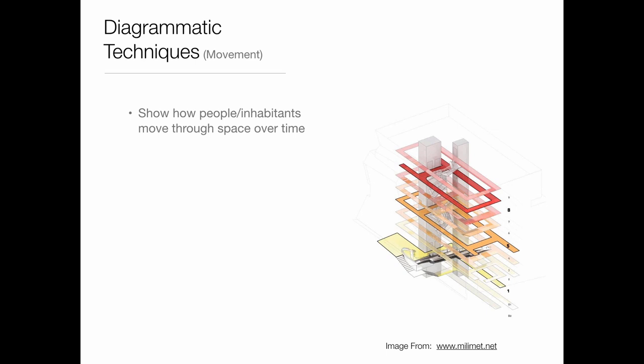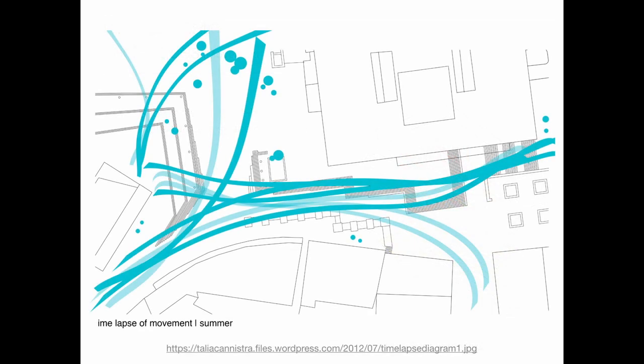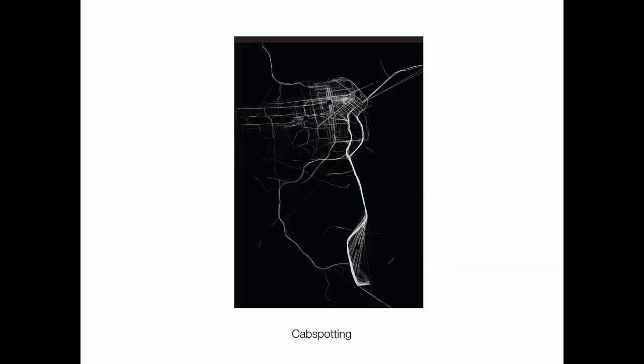Movement. So this one overlaps a bit with the flow lines, so they're kind of similar. Okay? How people move through space over time. And I'm showing you this separately because you can diagram it a little bit differently. So here we have a city street, for example. These are how people are moving through space.